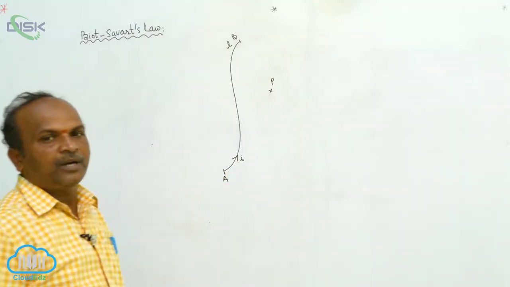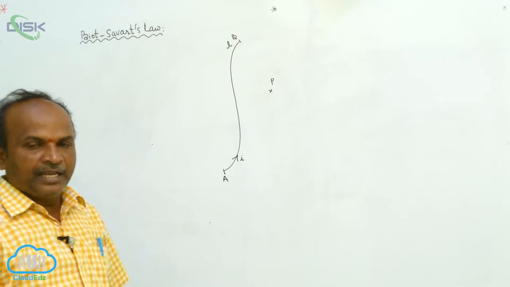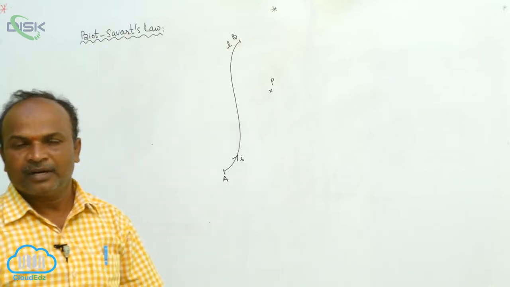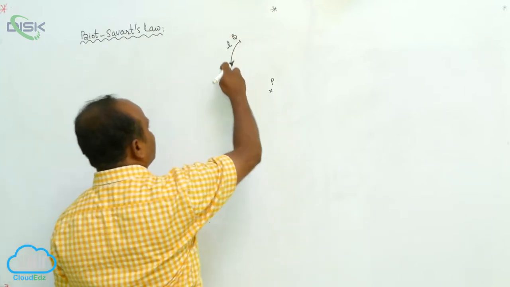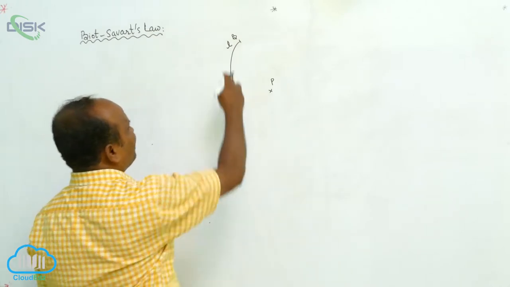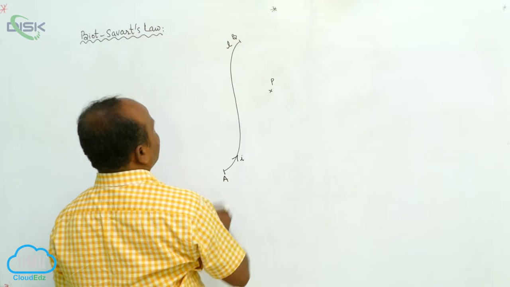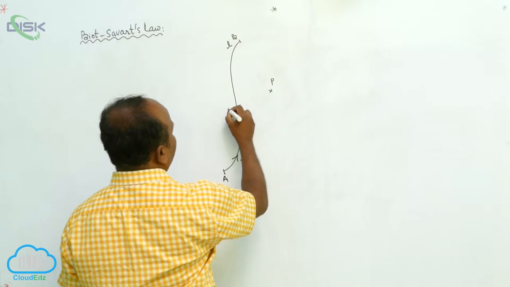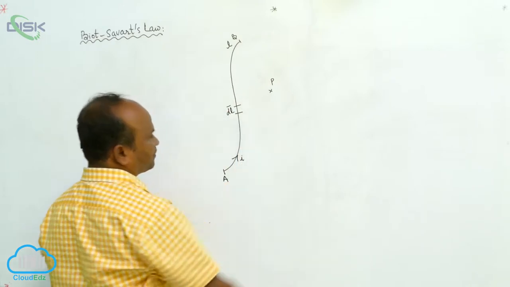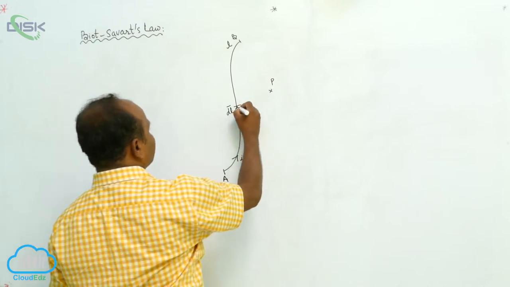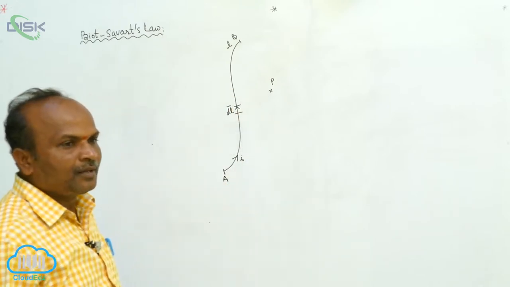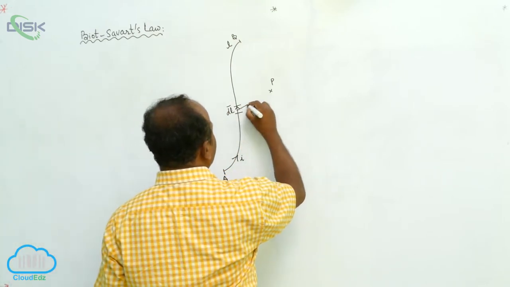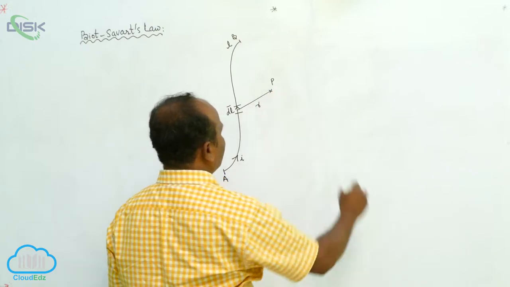What is the strength of the magnetic field? In order to calculate the strength of the magnetic field at the point P, the total length is divided into a number of infinitesimal parts. Here, there is a small part dl through which the current is passing. From the small length element, the point P is at a distance of small r.